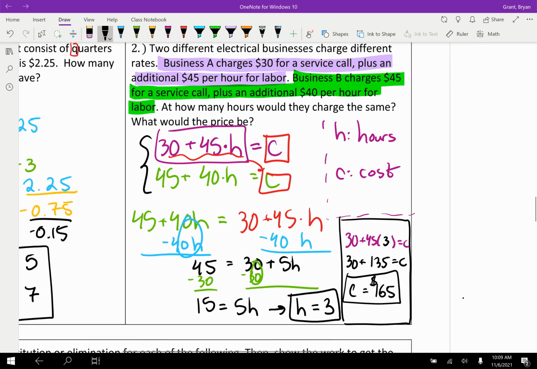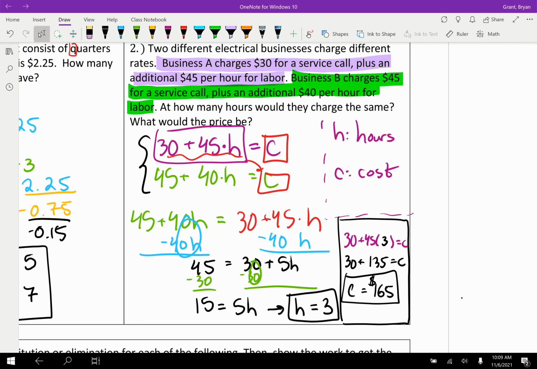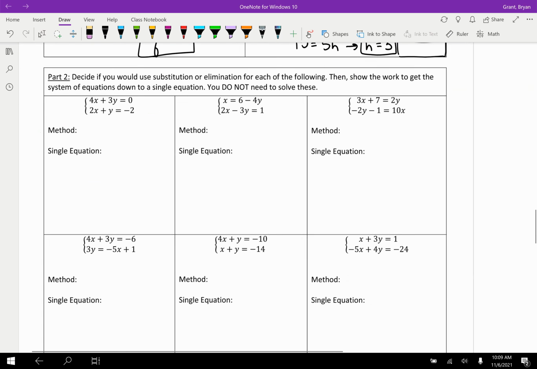So if you're looking to hire one of these two companies and you know they're going to be out for 3 hours, then it doesn't matter which one you hire. If it's less than 3 hours, do the one that you initially pay less for. If it's more than 3 hours, then business B is actually going to end up being the cheaper. Okay, let's move on to part 2.